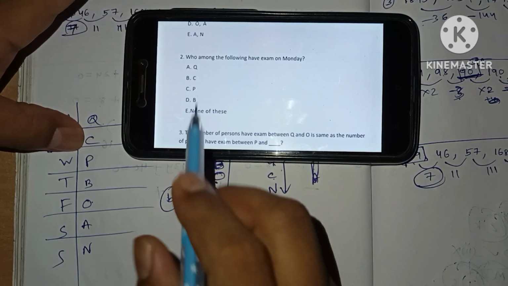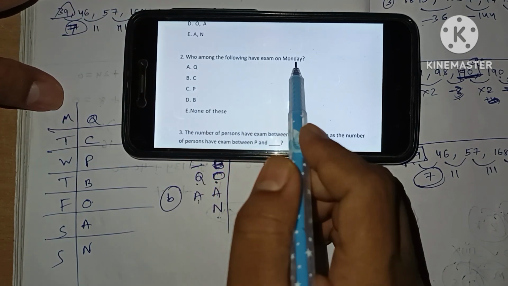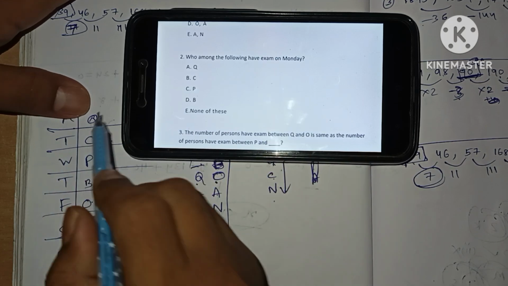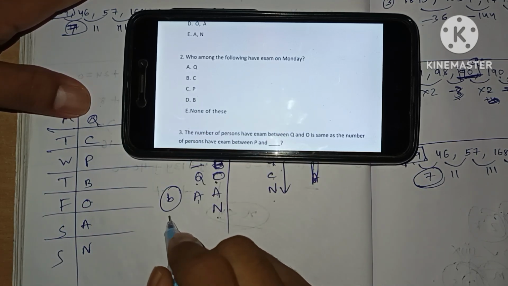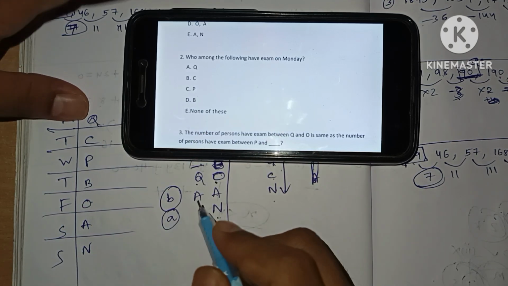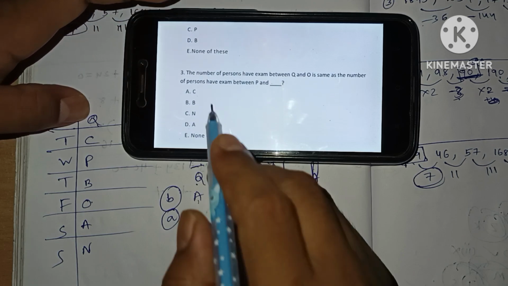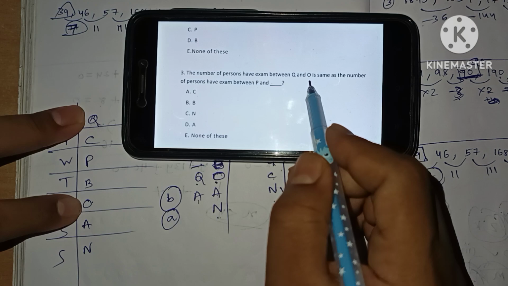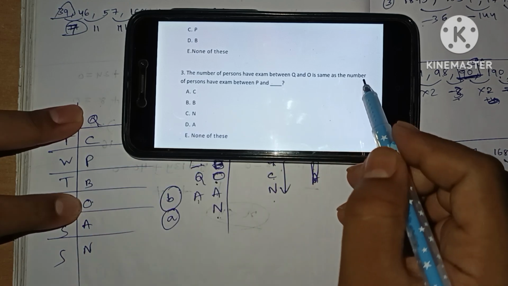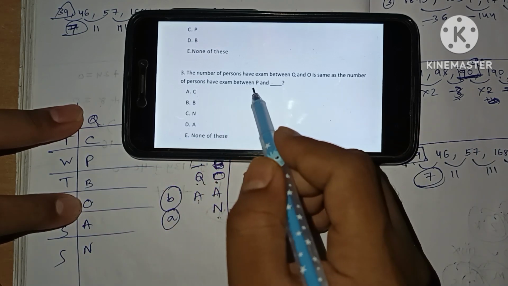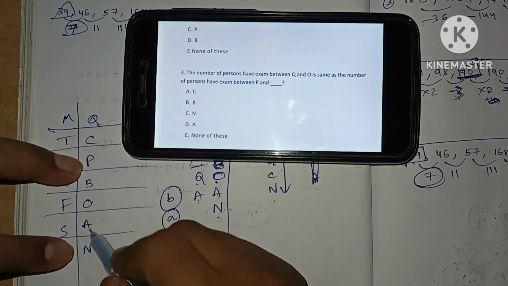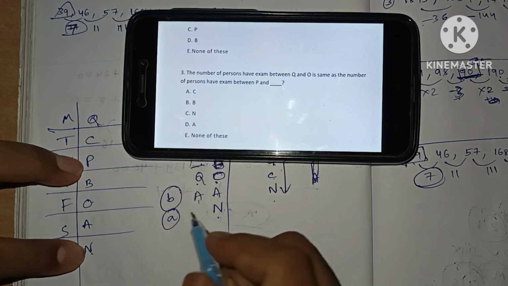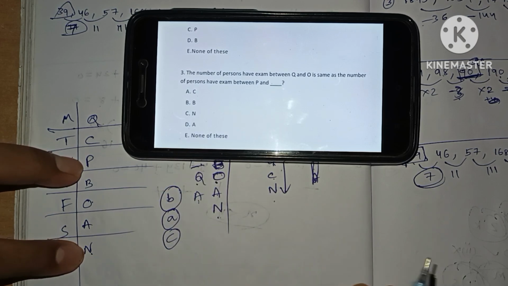Second question: who among the following has exam on Monday? On Monday, Q has exam. So option A is our answer. Next one: the number of persons who have exam between Q and O. Between Q and O there are 3 persons, which is the same as the number of persons who have exam between P and N. The answer will be option C, N.